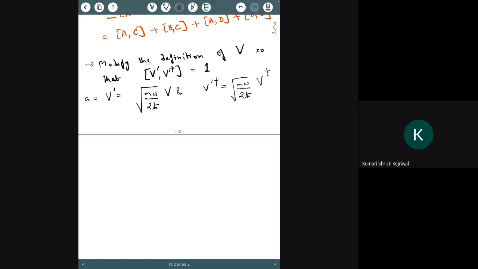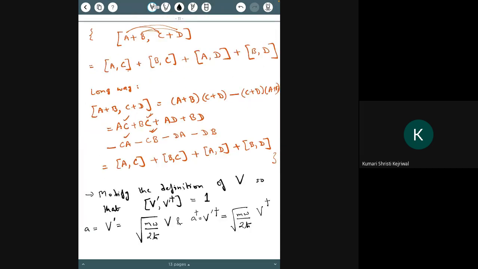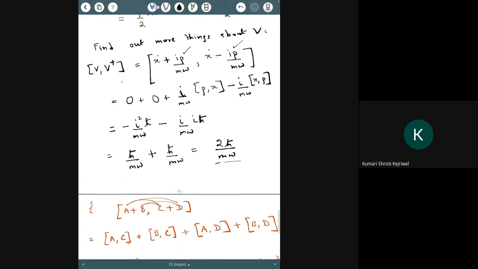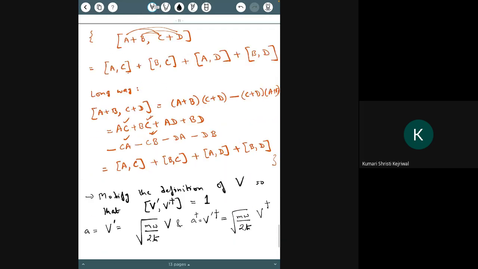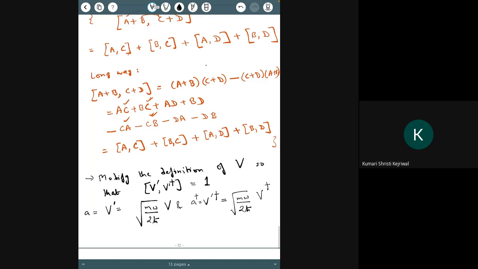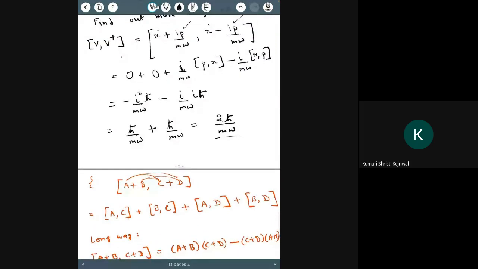Ma'am, the previous part, actually, that's not very clear for me. Previous one meaning how we expanded the commutator? Yes, ma'am. This one, ma'am. Could you please explain this part again? I understood the ABCD part, but when you're applying it there in the X and P operators, I'm not understanding it there. Oh, okay.